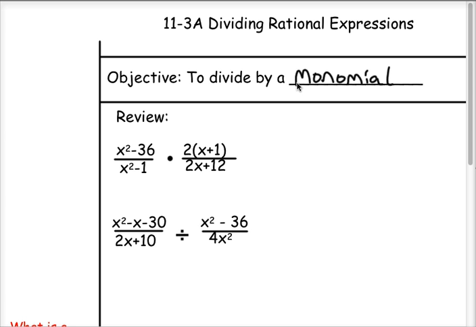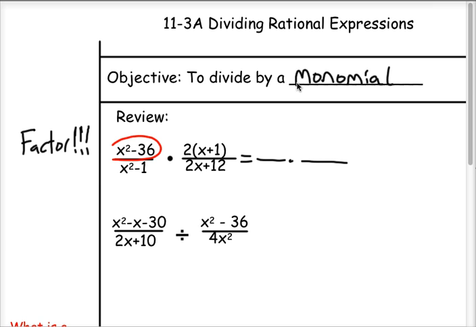Now, to begin, we're going to do a little bit of review first. Okay, so we've done two things so far, multiplying rational expressions and then dividing these rational expressions. So to review multiplying, remember the first most important thing, factor, factor, factor. I can't stress that enough. So we're going to factor both of these to begin.